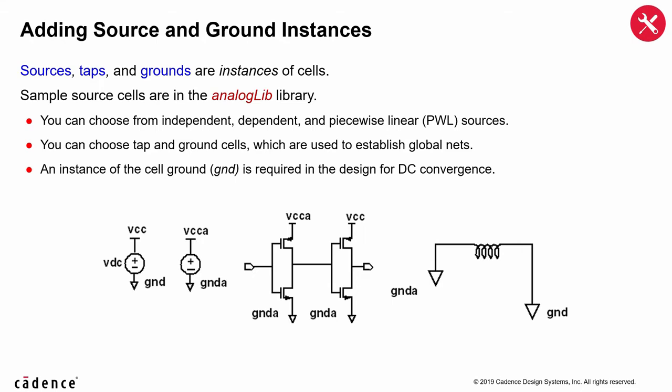Along with instances or components that you can place from the analog primitive library analog-lib that comes in with your tool install, every design needs to have source and ground definitions. You can choose from independent, dependent and piecewise linear sources. An instance of the cell ground or GND is required in the design for DC convergence.